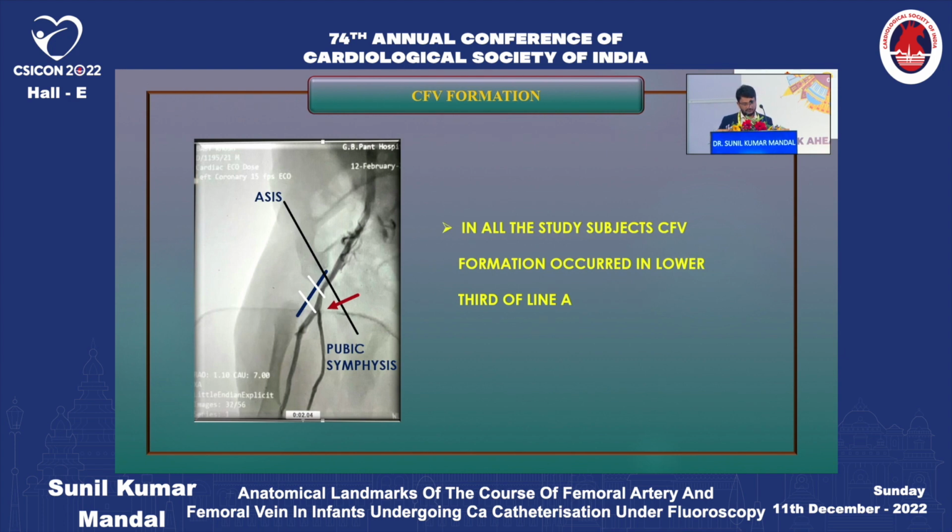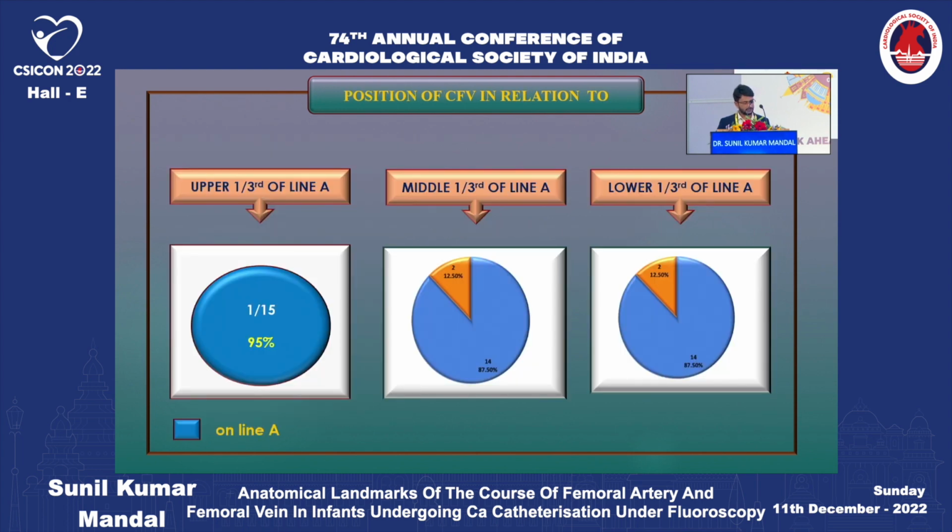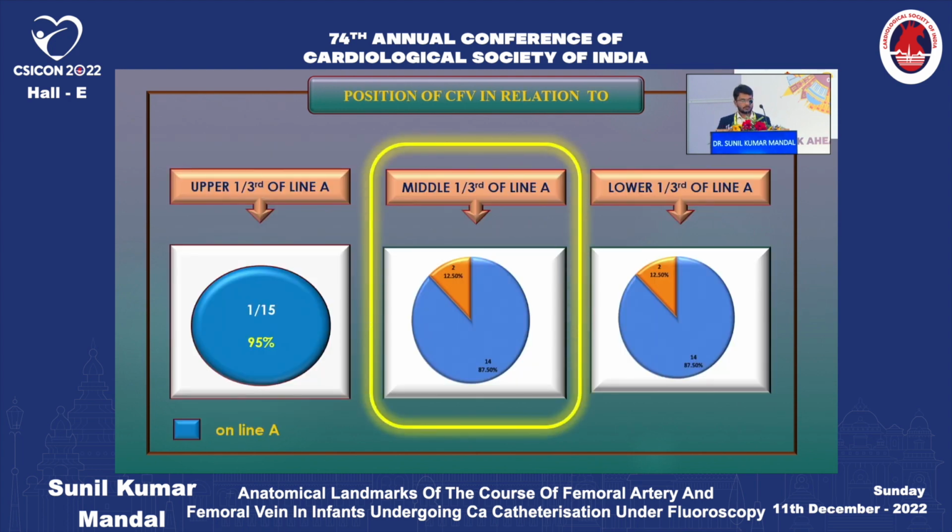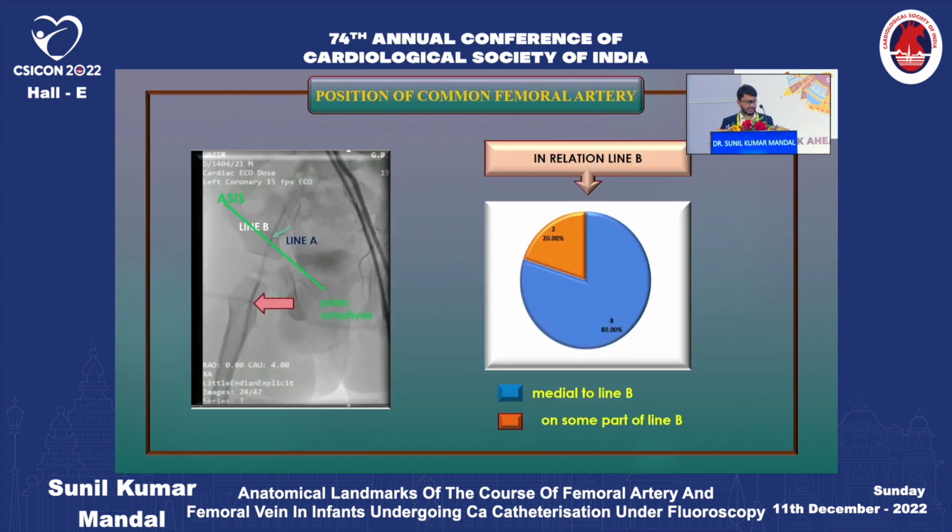Then we tried to define the formation of the common femoral vein, and it was found that the formation occurs in the lower third. To be more specific, in the middle third of line A, 90% of the veins were on line A and 10% were medial to line A, because the puncture site should be considered in the middle.